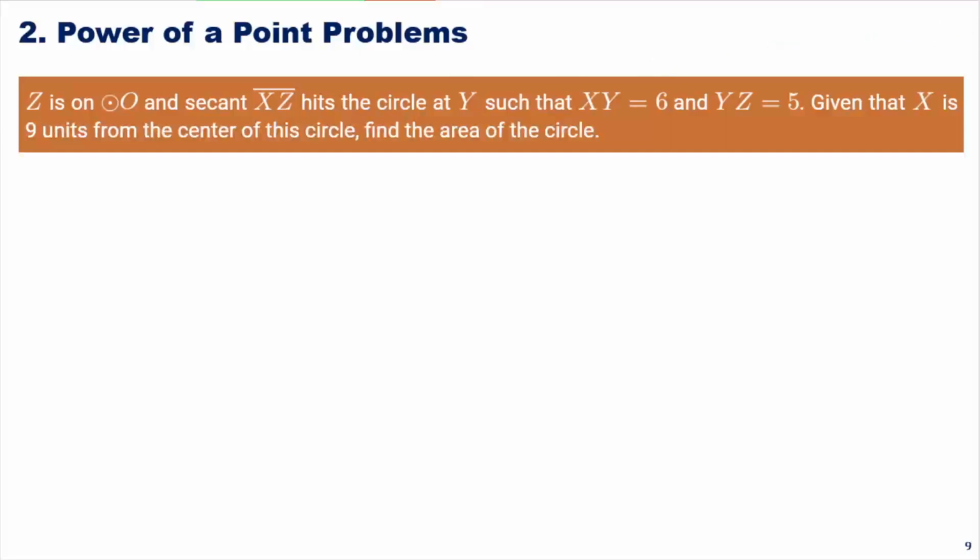So consider this problem here. There is a circle O and secant XZ hits the circle at Y such that XY equals 6, YZ equals 5. Given that X is 9 units from the center of this circle, can you find the area of that circle? Again, I'll give you 1 minute to consider this problem, and after that, we'll have a look at the solution together.